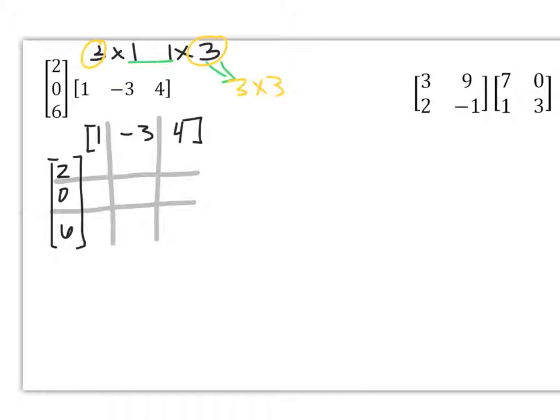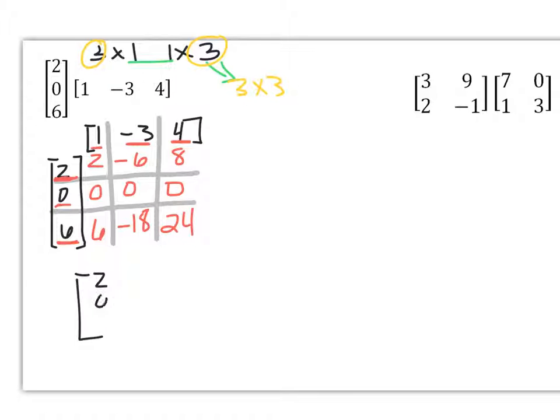All right. So I'm going to do 2 times 1 is 2. 2 times negative 3 is negative 6. 2 times 4 is 8. 0 times 1 is 0. What's going to happen in that whole row? That whole row is going to be 0. All right. 6 times 1 is 6. 6 times negative 3 is negative 18. And 6 times 4 is 24. So my final matrix would be 2, 0, 6, negative 6, 0, negative 18, 8, 0, 24.